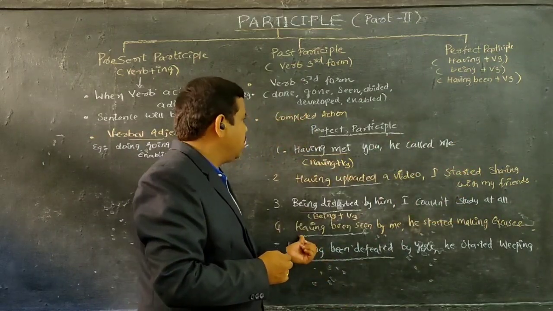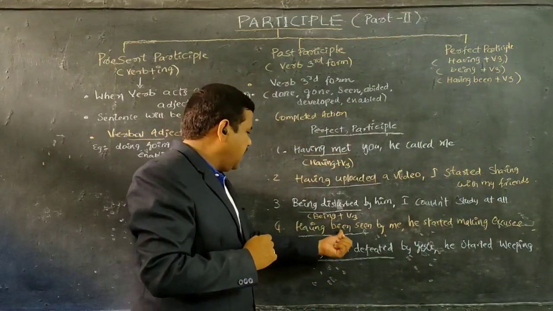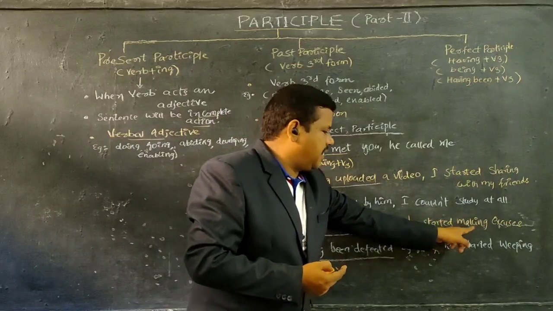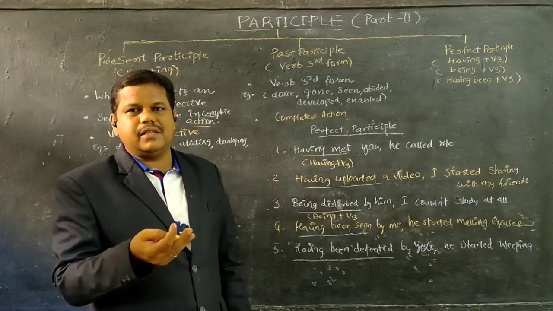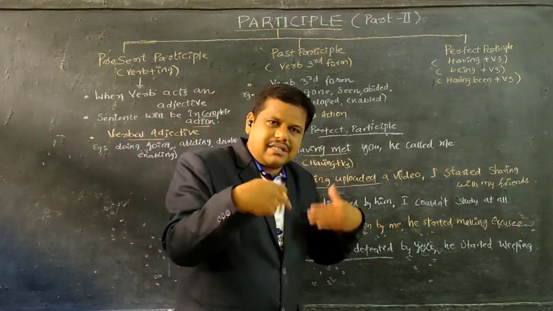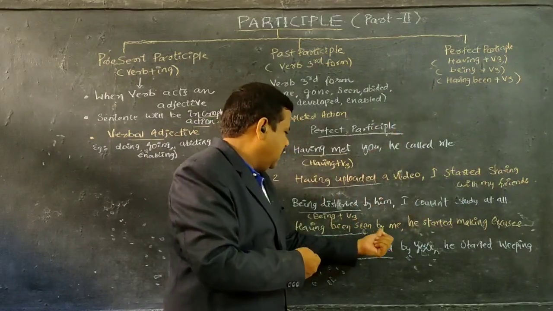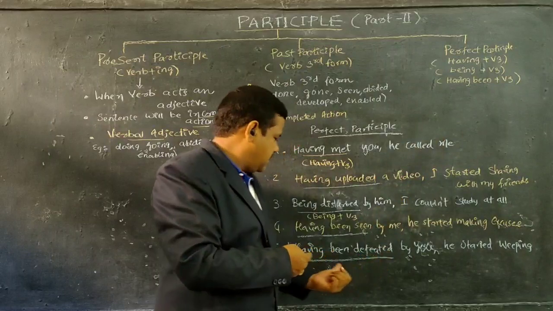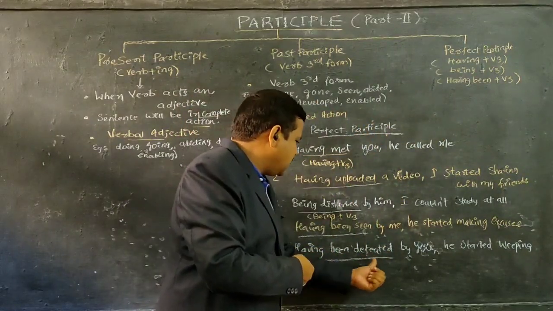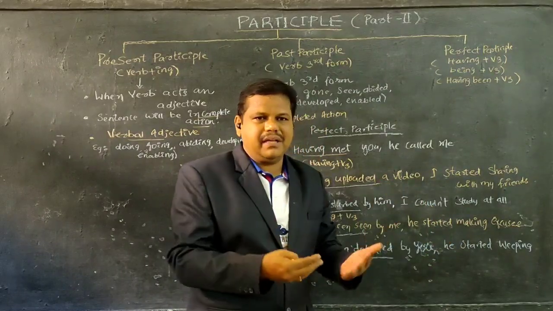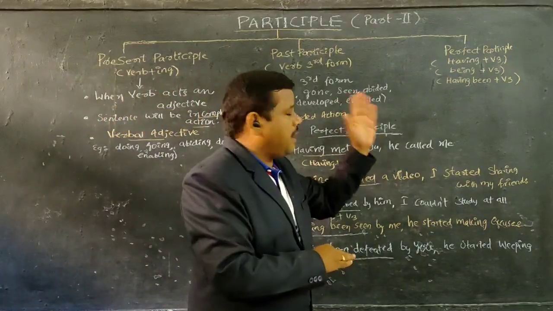Next, example number 4. How do you write with the having been plus V3 form? Having been seen by me, he started making excuses. Someone repeatedly wants to make excuses. So, having been seen, suddenly he is seen. How do you write this one? Having been plus V3 form. The last sentence with having been plus V3: Having been defeated by you, he started weeping. So these are a few examples related to the perfect participle.